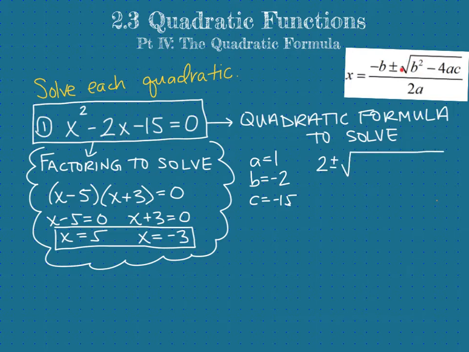And what goes under that square root is I'm first just going to square b. I'm just going to do that in my head. So we're going to square negative 2. Whatever b is, when you square it, it's always positive. So I'm just going to write a 4 here. Then minus 4 times our a value of 1 times our c value of negative 15. All over 2 times a, which is 1.